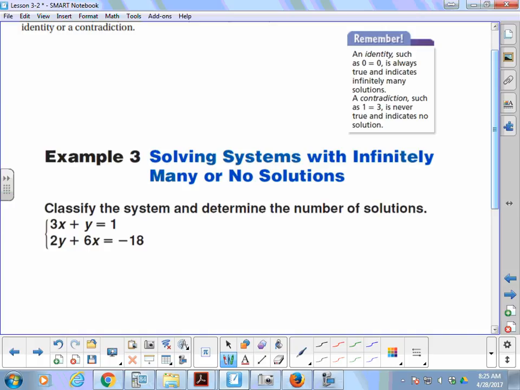that an identity such as 0 equals 0. So in other words, if I do elimination and everything disappears, so I get 0 equals 0, that's called an identity. That's the situation where we have an infinite number of solutions. That means they're the same equation, basically. That's the same situation we had yesterday where we get the same slope and same y-intercept.